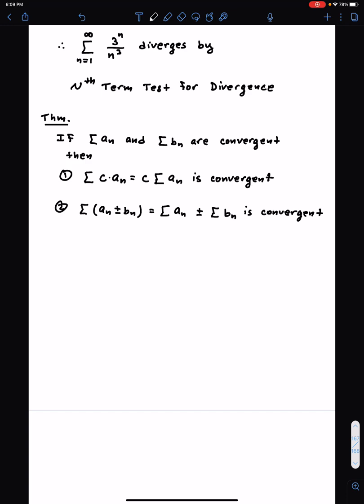So telescoping, the limit of the nth partial sum as n approaches infinity is a number. Then the series converges, and it converges to that value. Geometric series, if 0 is less than the absolute value of r is less than 1, then the infinite sum is a1 divided by 1 minus r. And then test for divergence. If the limit as n approaches infinity of a sub n is non-zero, then the series is divergent.